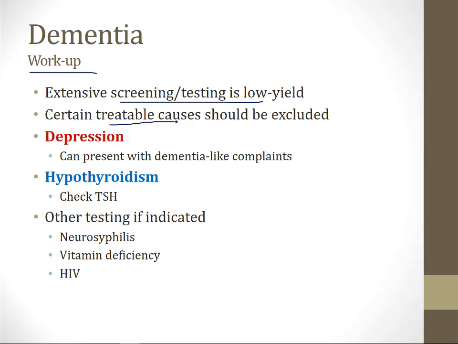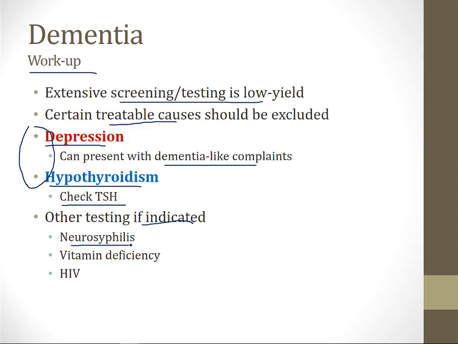So what are some of the treatable causes of dementia? Well, first of all, depression can present with dementia-like complaints. A patient who is lethargic and lacks interest in things and seems confused may be depressed, and you need to screen for that. Hypothyroidism can also lead to dementia-like symptoms, so a TSH is often checked. Beyond these two things, most testing is low yield, and it's only done if there's a special reason.